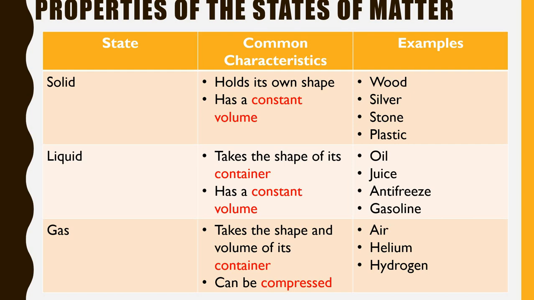Liquids take the shape of their container. And they have a constant volume. So by taking the shape of a container, if you put water into a glass, it's going to take the shape of that glass. And some examples at room temperature are oil, juice, antifreeze, and gasoline.